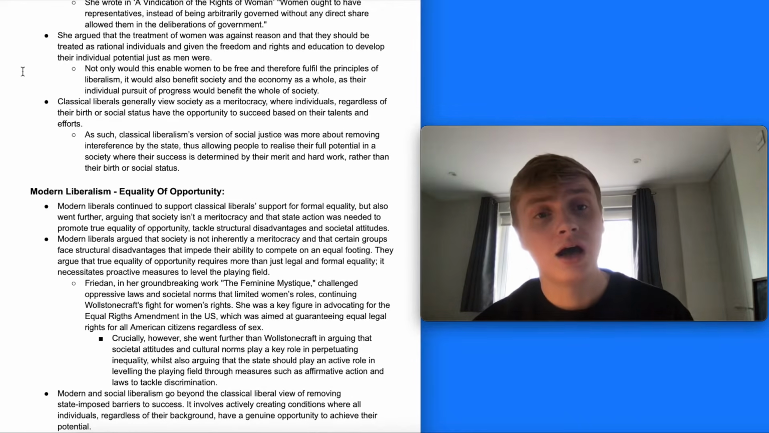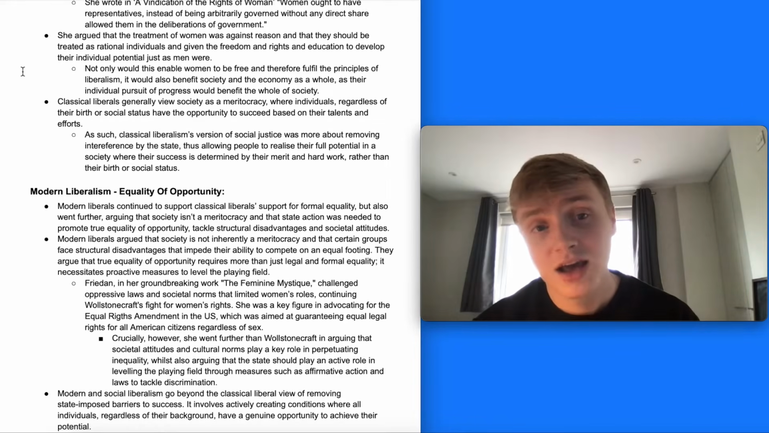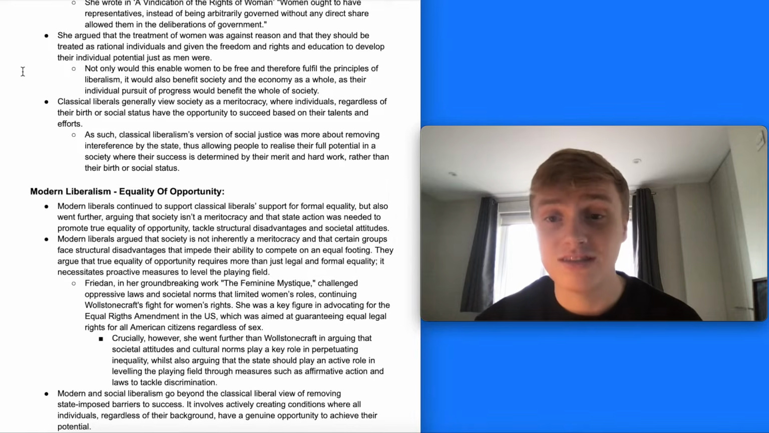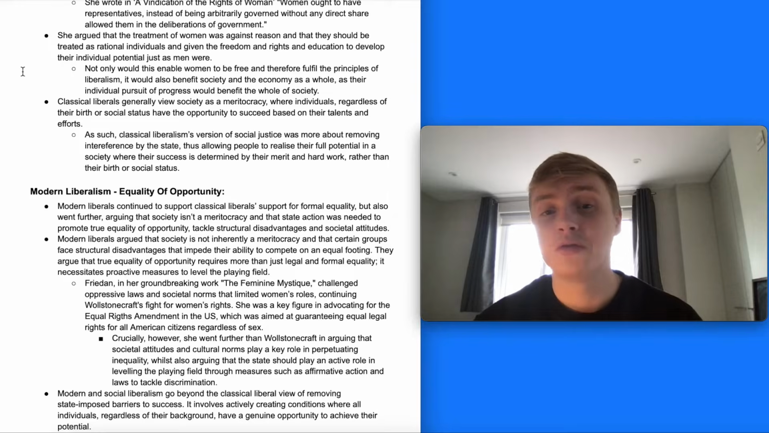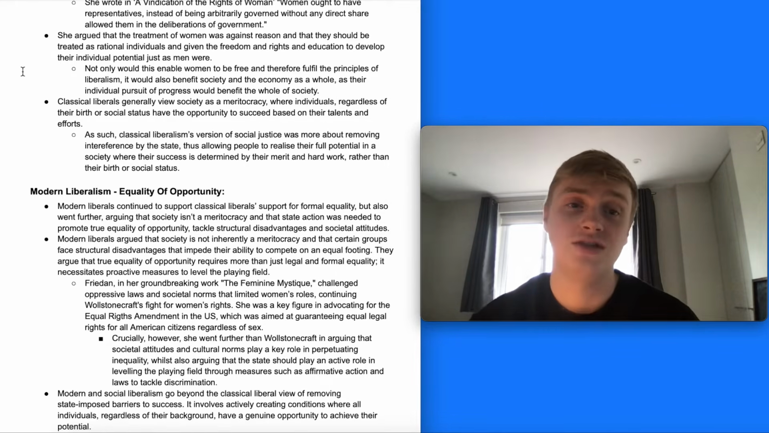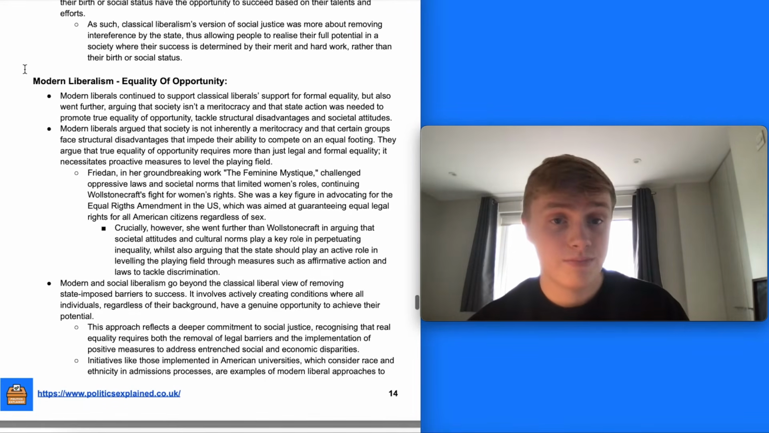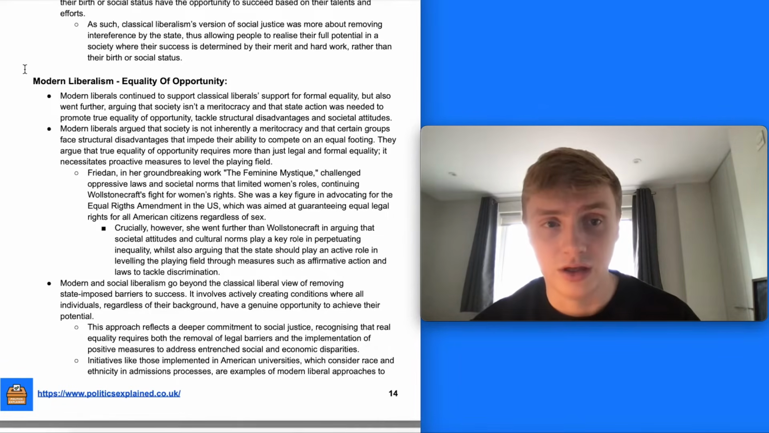So classical liberals generally view society as a meritocracy, where individuals, regardless of their birth or social status, have the opportunity to succeed based on their talents and efforts. They really believe that there is an equality of opportunity in society. So their version of social justice, because they view society as this meritocracy, is therefore about removing interference by the state, which could threaten this inherent meritocracy that they believe is the case. Modern liberals disagree.